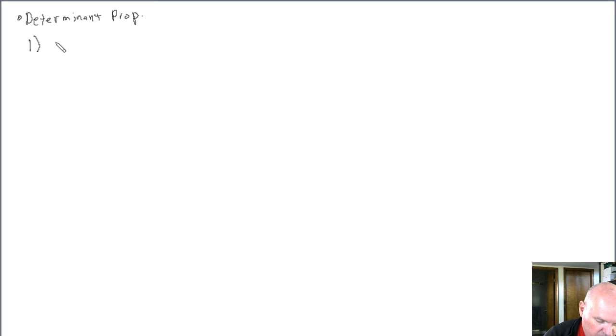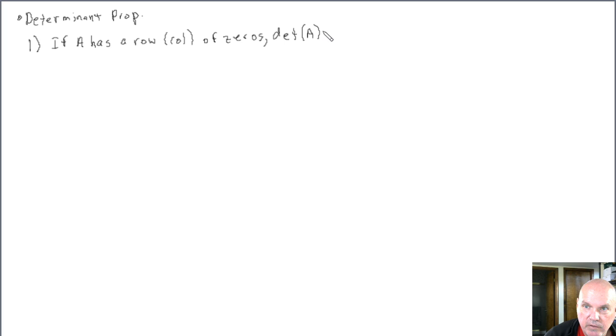First property: if A has a row or column of zeros, then the determinant of the matrix is 0. That would be easy to prove using the cofactor expansion. If an entire row is all zeros, then the determinant is 0.